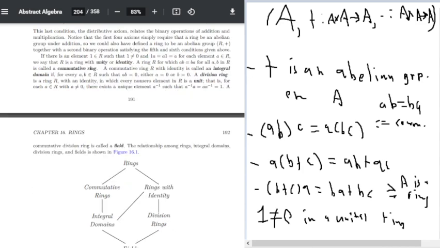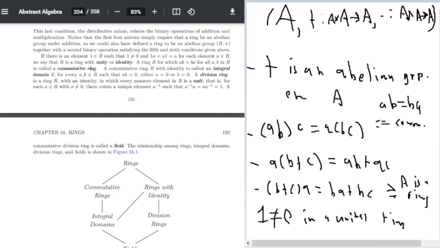Alright. A commutative ring R with identity is called an integral domain. A division ring is a ring R with an identity in which every non-zero element of R is a unit. That is, for each a in R with a not equal to 0, there exists an element, the multiplicative inverse of a, such that the multiplicative inverse of a times a is equal to a times the multiplicative inverse of a is equal to 1. A commutative division ring is called a field.